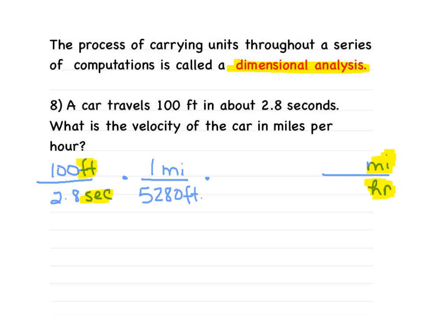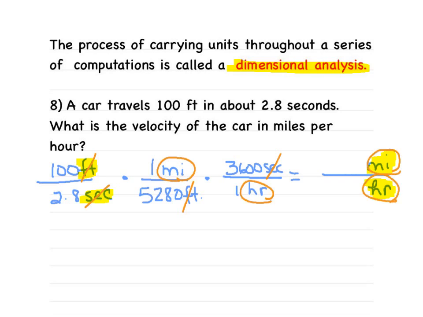And now let's change seconds to hours. 3,600 seconds in 1 hour. Okay, so now what we need to do is carry through the multiplication process, canceling out the units. Feet cancels feet, seconds cancels seconds, miles stays in the numerator, hours in the denominator. And then we can multiply across.